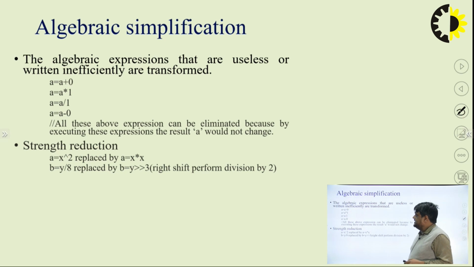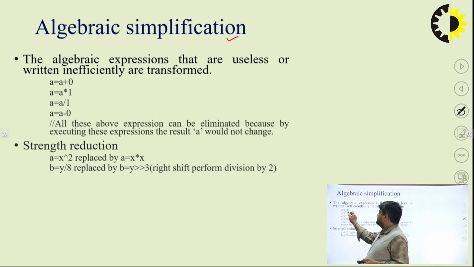Next technique is the algebraic simplification, right? So basically algebraic expressions are those expressions which contain some mathematical operators. So simplification means you have to remove unnecessary or inefficient operations inside the algebraic expressions. For example, I have written here a is equals to a plus 0.